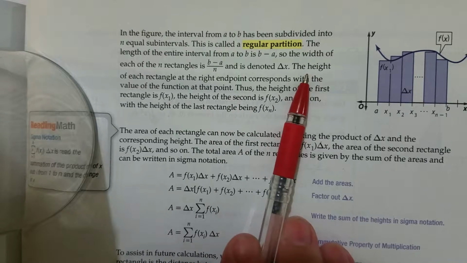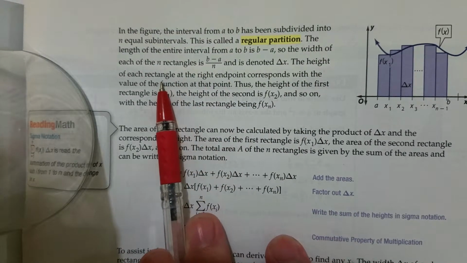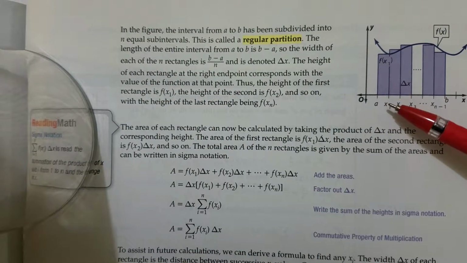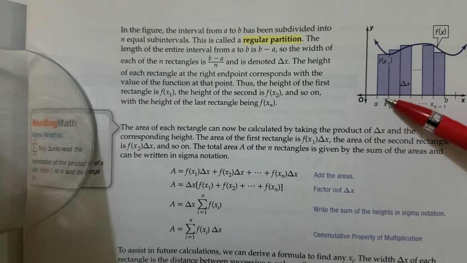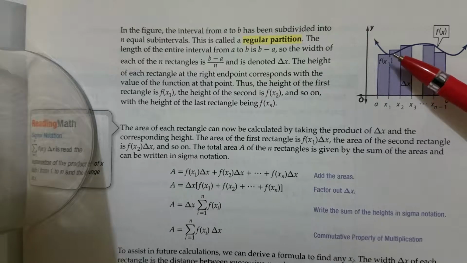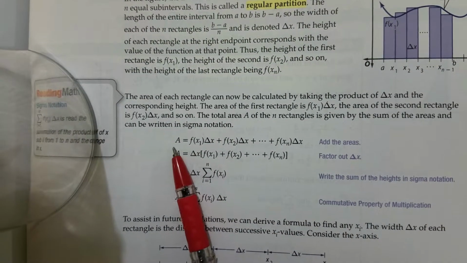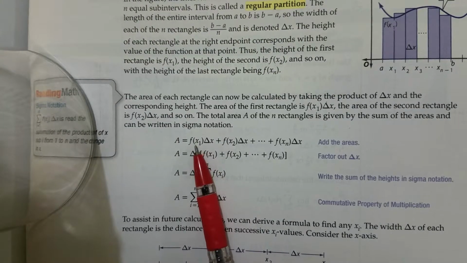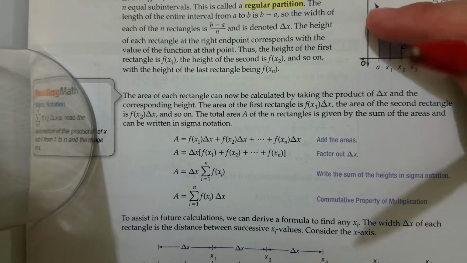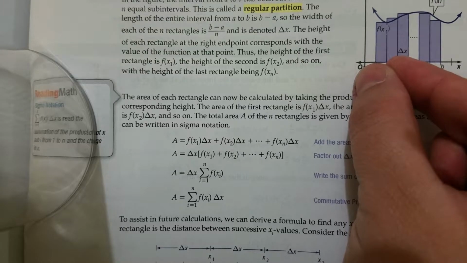Now, to get the height, they're talking about the right endpoint. It corresponds with the value of the function at that point. So what that means is you're just going to plug in the x values, and then you'll end up with how high it is. Okay? So you'll see down here that the area is equal to plugging in this value, because if you plug it in, you'll get the height, times the change in x, how big or what's the width.